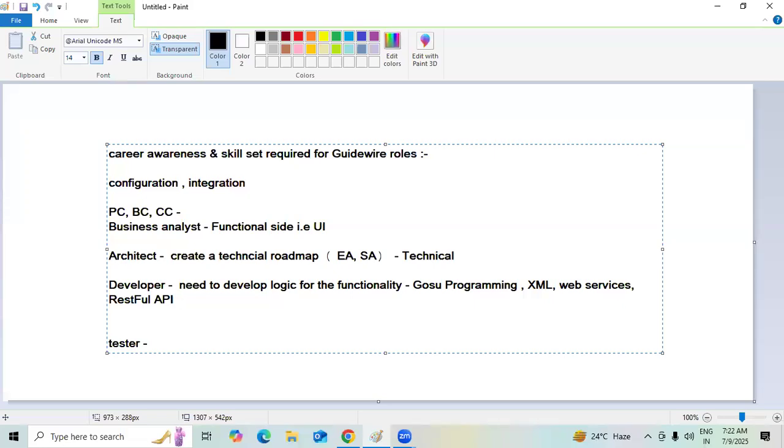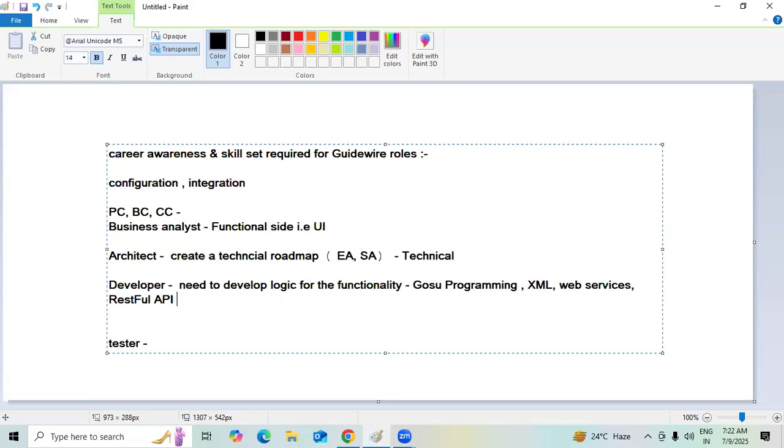This is what developer roles generally are. Developer roles, majorly, I'm combining both configuration and integration. If it is only configuration, it covers how page configuration can be done, data model configurations, workflow configurations, right? Batch processing, all these things are part of configuration. When it comes to integration, you must have some knowledge of APIs, right? So RESTful API, XML, web services. That sort of understanding is required.